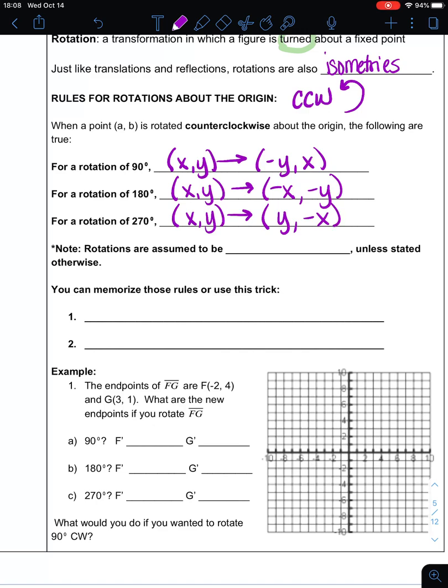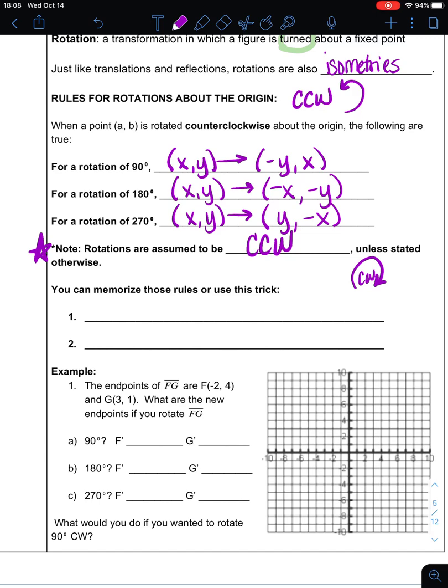Now again, remember, it's not negative x or negative y. It is the opposite of what it was before. So we just write the negative for it to be opposite. Now, just a side note, this is important. Rotations are assumed to be counterclockwise unless stated otherwise. So clockwise is the other option, and clockwise is turning it to the right. Okay, so if you ever get stuck, look at the hands of a clock and think about which way they move. So here are the rules.